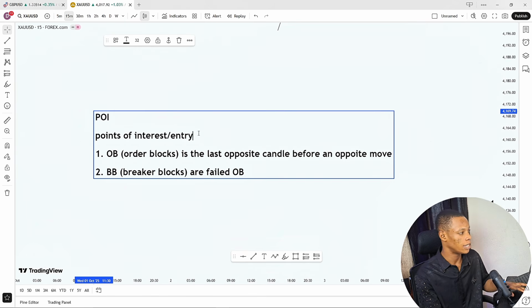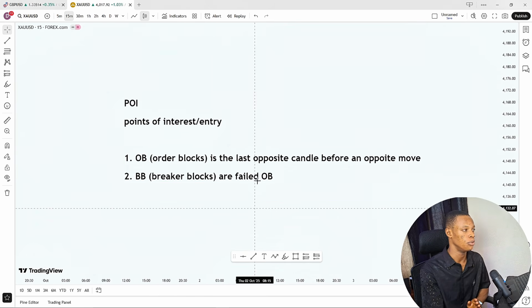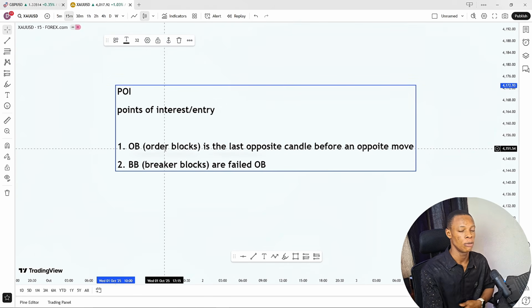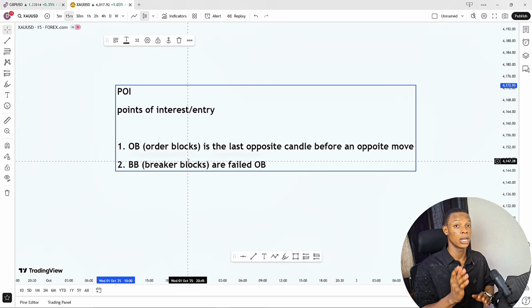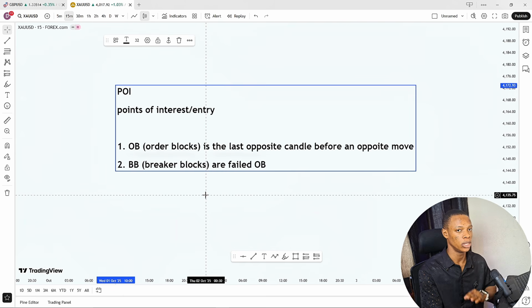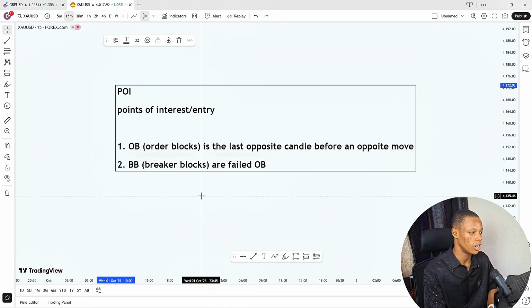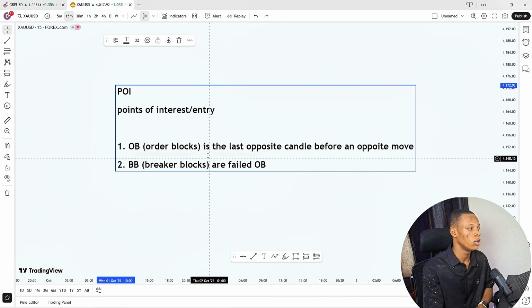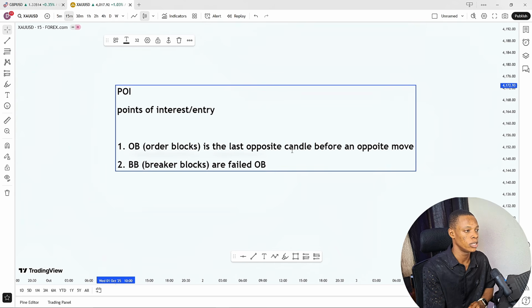And there are two POIs I use. These are the only two POIs I use. The very first one is the order block, and many of you have heard of what an order block is. An order block is where we have large resting orders, where institutional traders are waiting to take their trade. Then secondly, there are also levels where institutional traders have previously executed their trade, where they have previously entered the market. Now, generally, an order block is the last opposite candle before an opposite move.